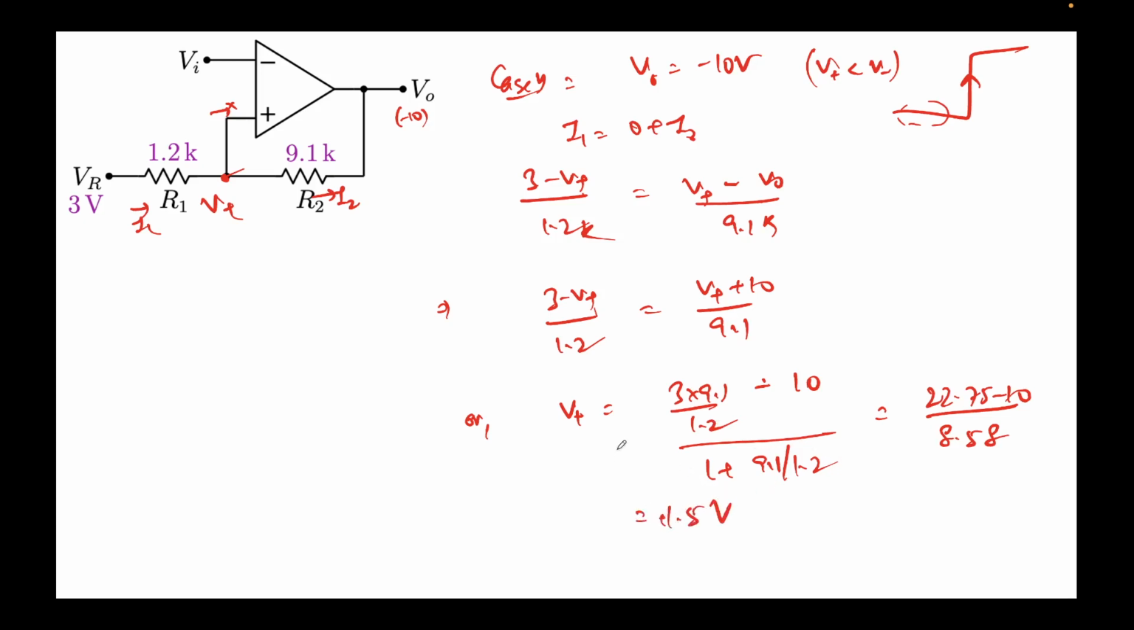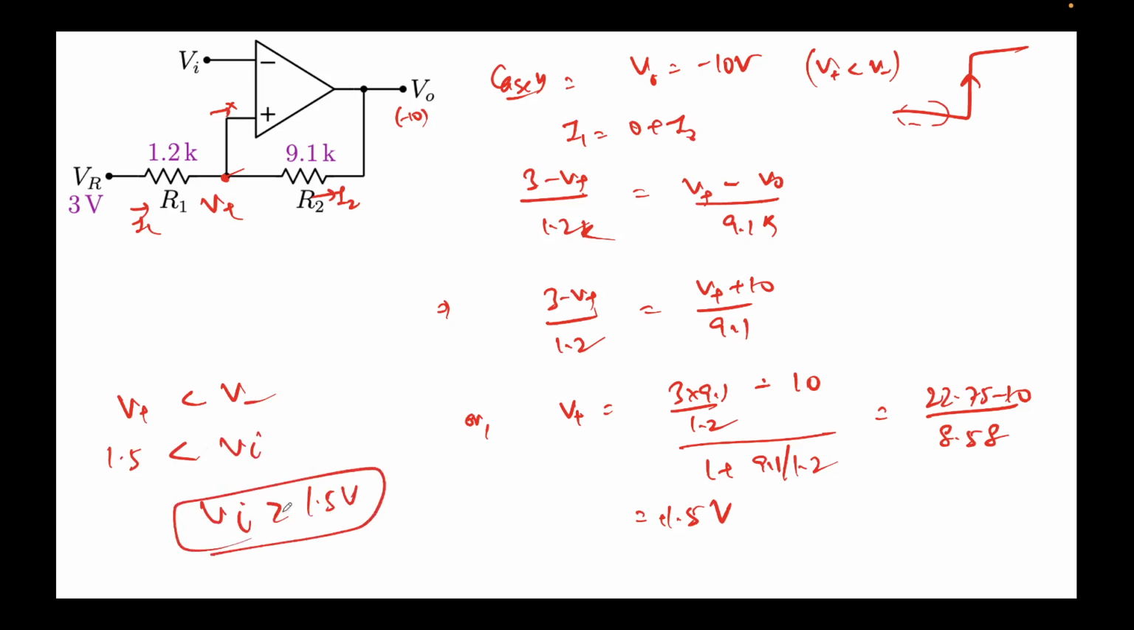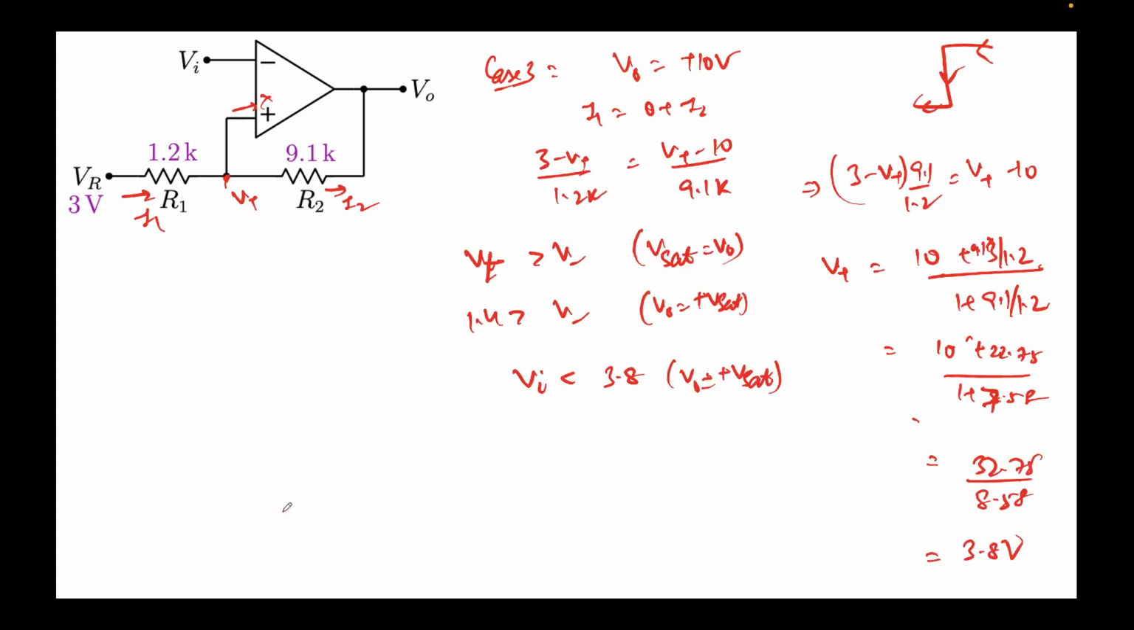Now we put this condition: V plus should be less than V minus, and then only we stay in this case. V plus is 1.5 volts, V minus is nothing but Vi. So this is true only when Vi is greater than 1.5 volts. In the other case we saw Vi must be less than 3.8 volts.